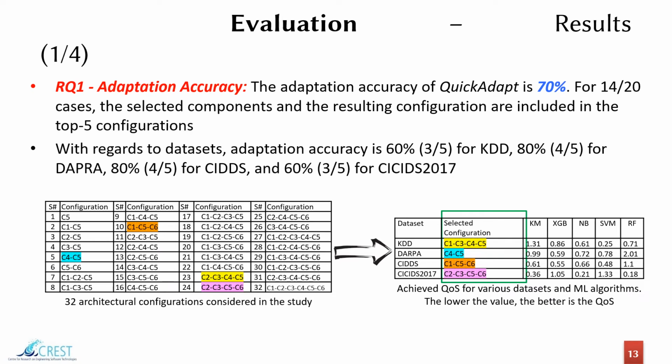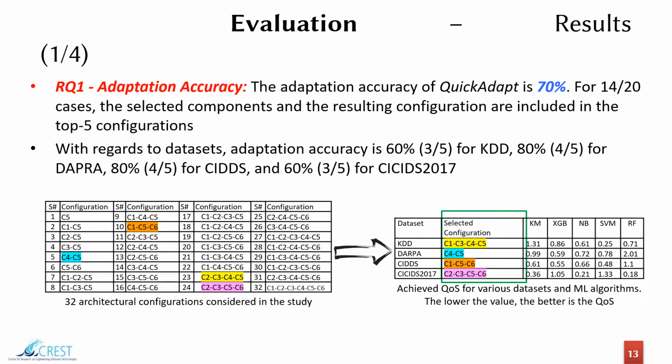So the first one is adaptation accuracy. We found that the adaptation accuracy is around 70%, which means that in 14 out of the 20 cases that we have investigated, our approach can select the configuration that is within the top 5 configurations. By 20, I mean that we have 4 data sets and 5 algorithms. That makes 20 cases for us to evaluate.